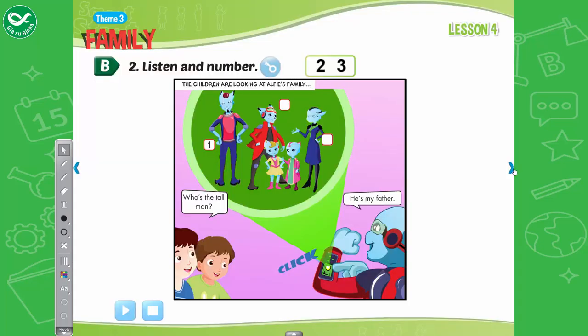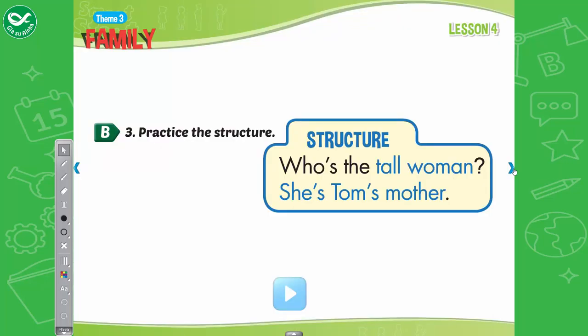B. 3. Practice the structure. Who's the tall woman? She's Tom's mother.